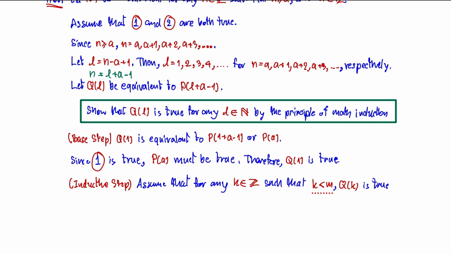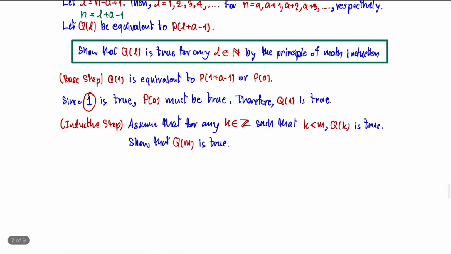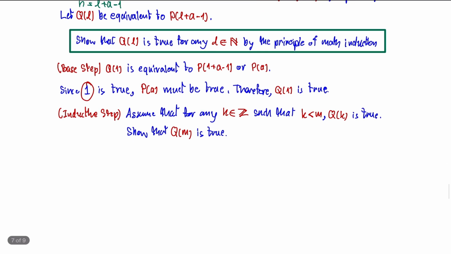Qk is true. And then we have to show that Q of m is true. Okay? We have to show that Q of m is true. Now what can we do with this? We start from Qk being true.